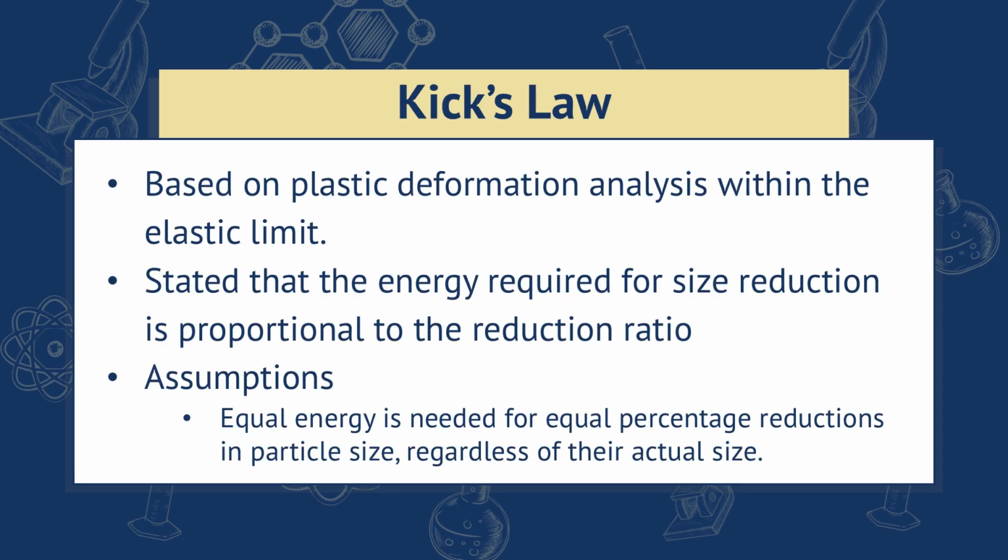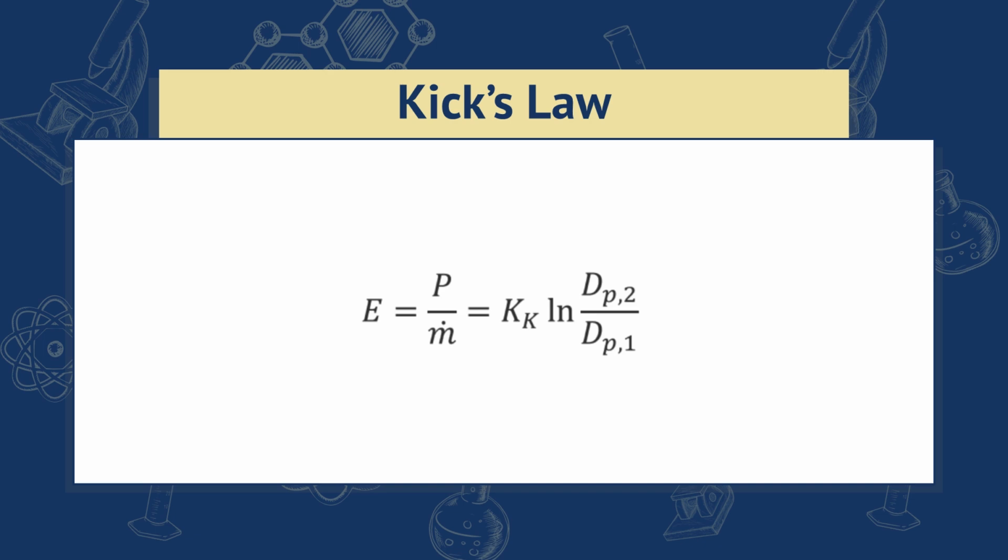Kick's law, on the other hand, takes a different approach. It's based on stress analysis within the elastic limit and says that energy required is proportional to the reduction ratio, such as a logarithm of the feed size over the product size. So instead of surface area, Kick focused on percentage reduction. That means that the same energy is needed to reduce the size by 50%, no matter whether you're going from 100 millimeters to 50 millimeters or 10 millimeters to 5 millimeters. It is given by this equation where Kk is Kick's constant and the logarithmic term is the mentioned reduction ratio. This law works well for coarse crushing where changes in surface area aren't as important.